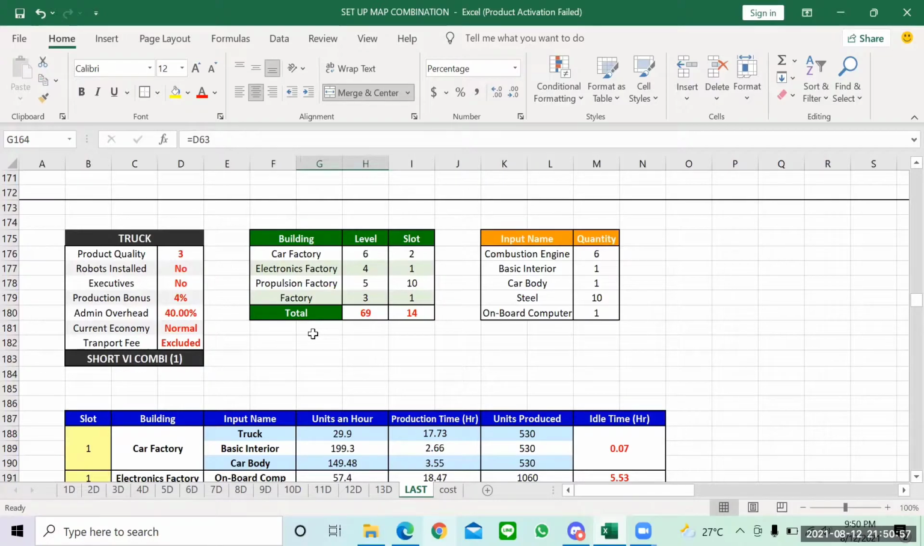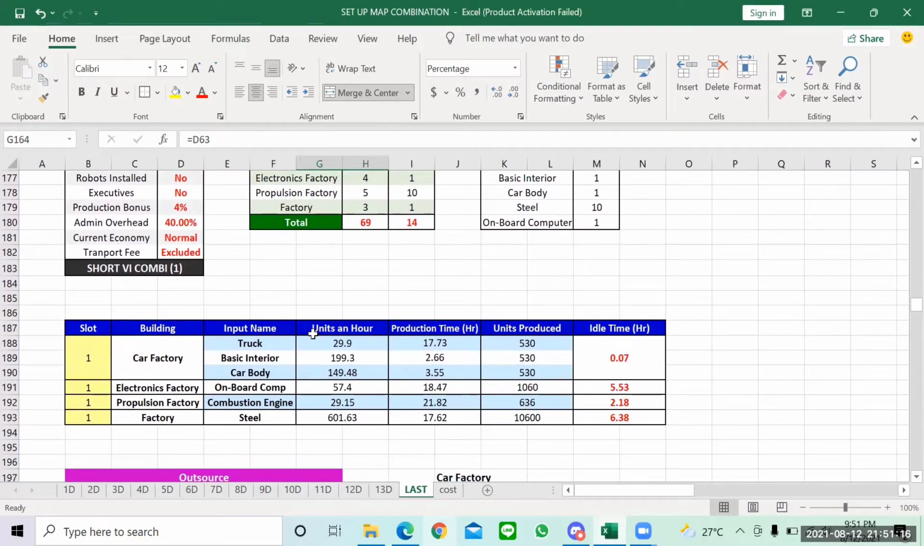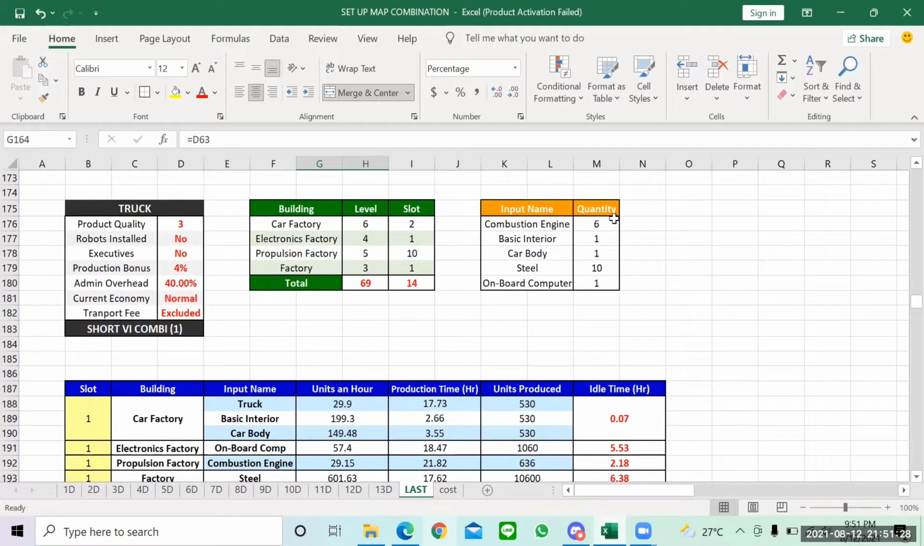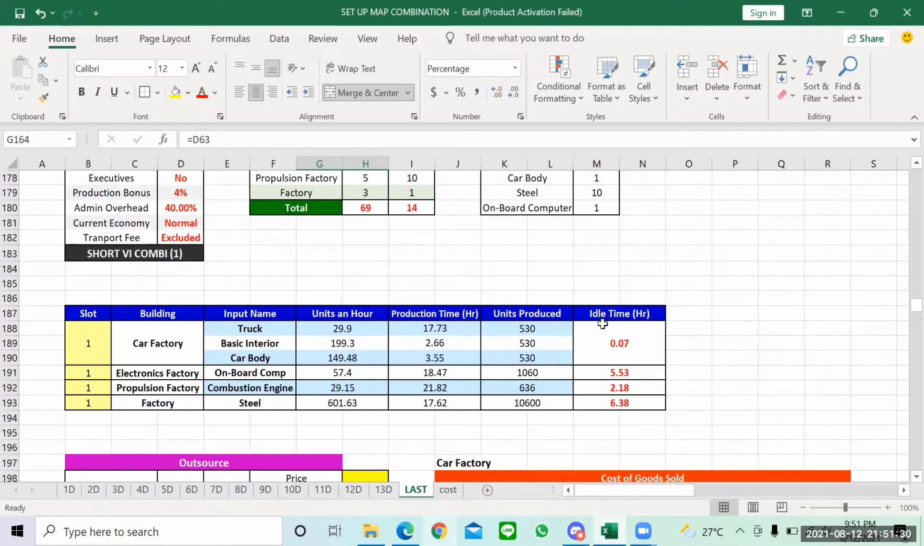And this is the first short fee. It consists of two level six car factories, one level four electronics factory, and 10 level five propulsion factories. Also one level three factory. The administration overhead has a good number, it's 40%. Okay, of course, I just produce only the main inputs, not the side inputs.